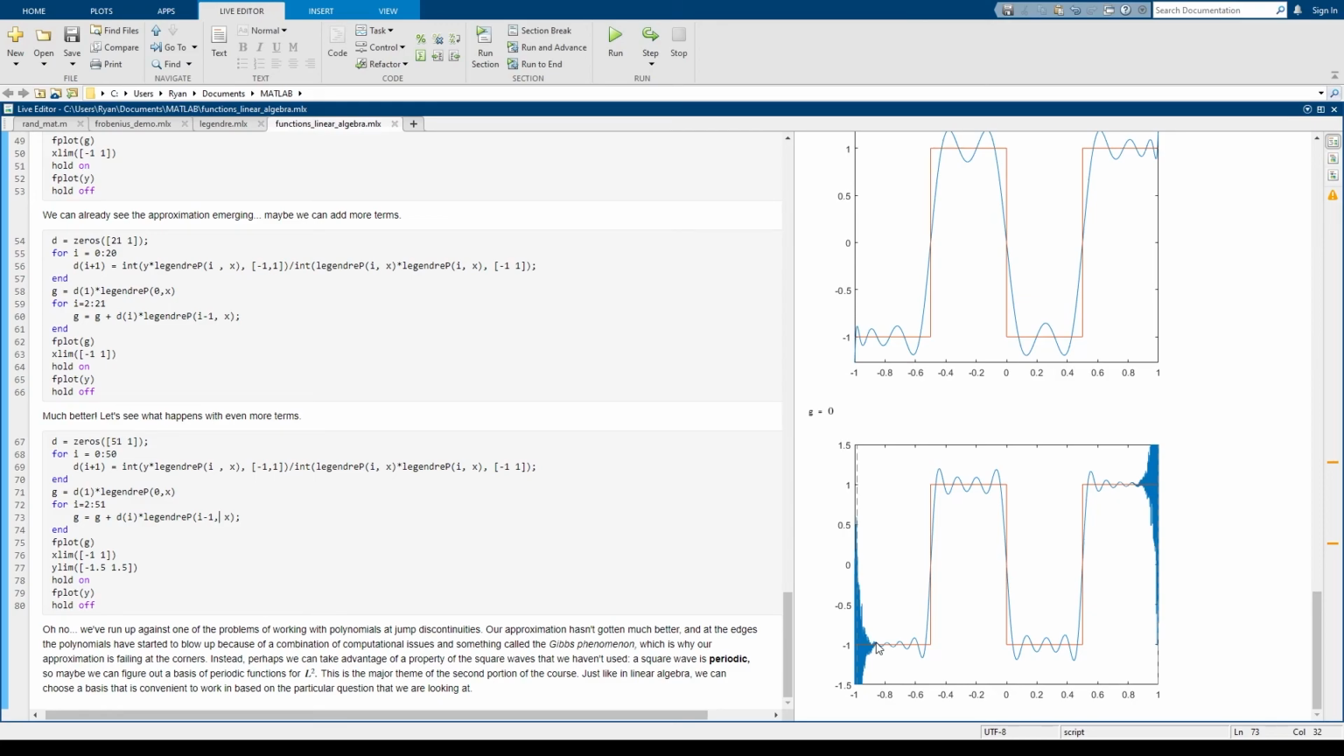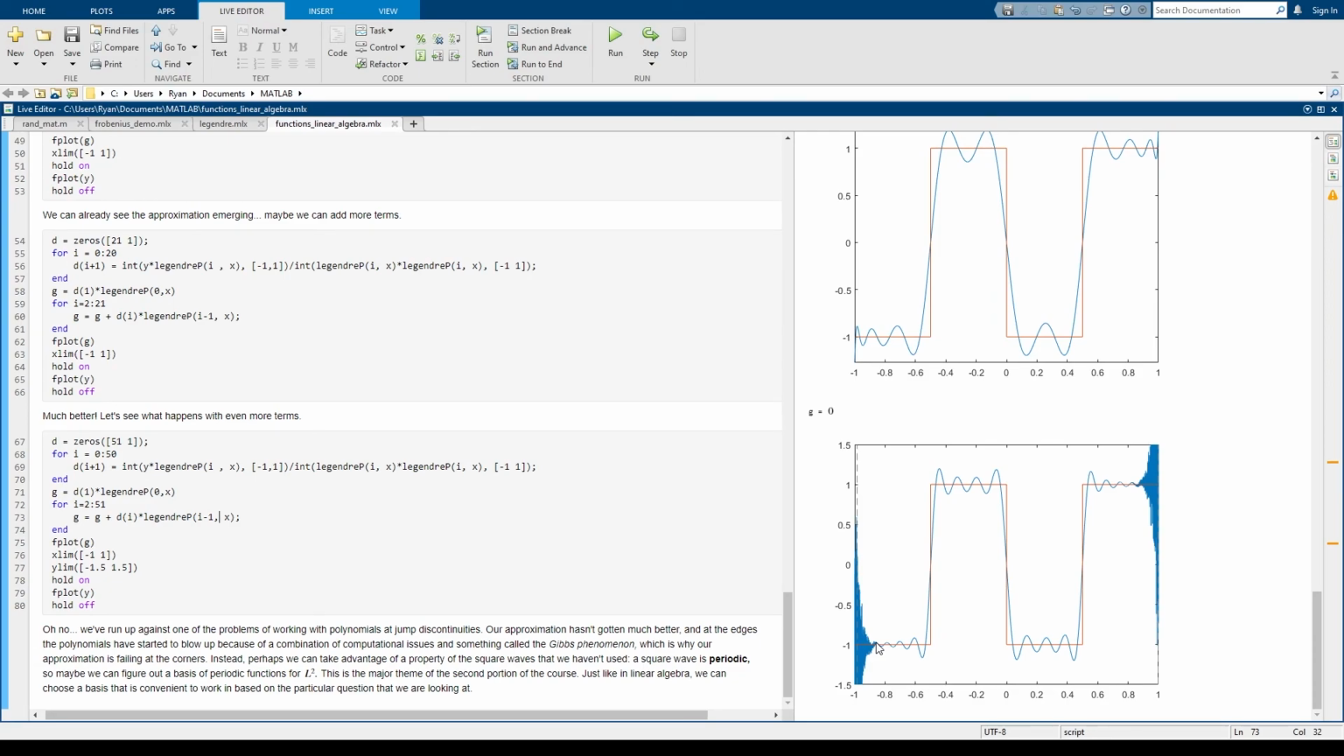Maybe we could find a basis of functions for L2 that involves another property of the square wave. The one thing we didn't deal with is that the square wave is periodic. It goes down and up and down and up. It's a wave. And the Legendre polynomials, by virtue of being polynomials, are not going to do well at the corners of these jump discontinuities. In fact, you always get this ragged behavior at the corners, called the Gibbs phenomenon, which we'll talk about more specifically in the next section of the class.